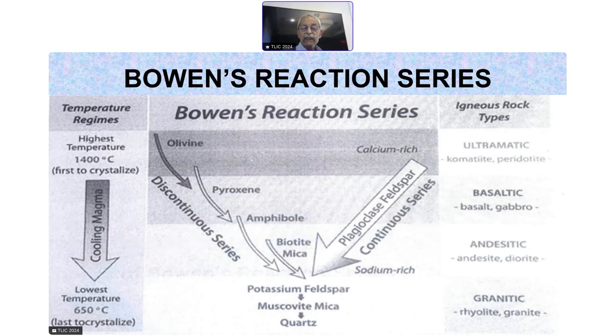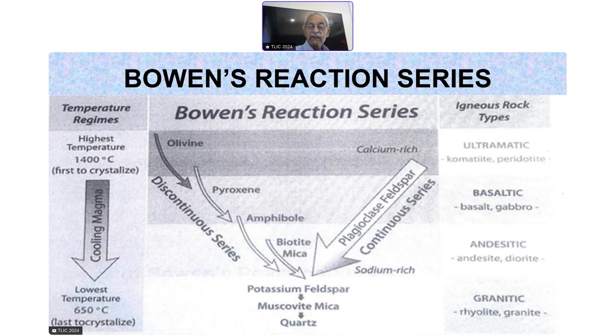Then comes biotite, potassium feldspar. So each is independent. That is why it is the discontinuous series. In the continuous series, only one mineral forms, plagioclase feldspar. Here it starts with calcium-rich, and as the temperature is coming down, medium, medium, and then finally it comes to sodium-rich feldspar.